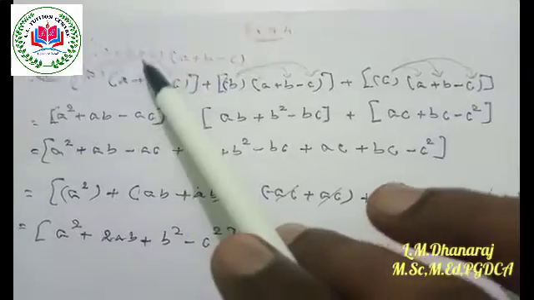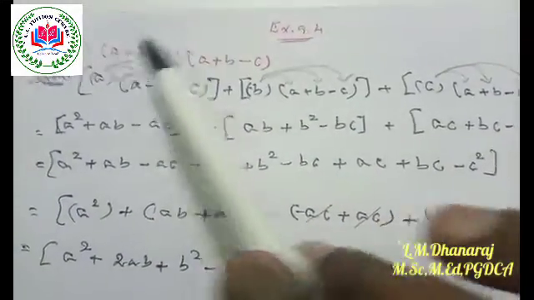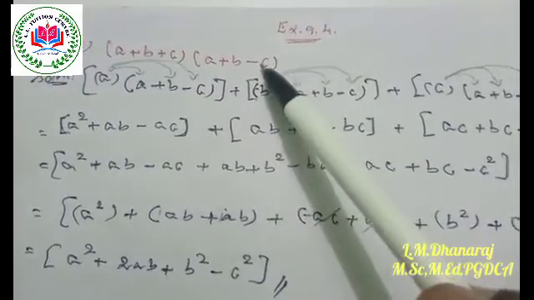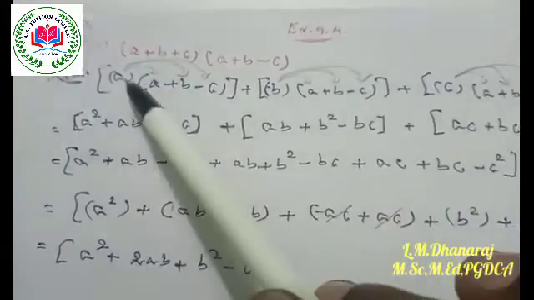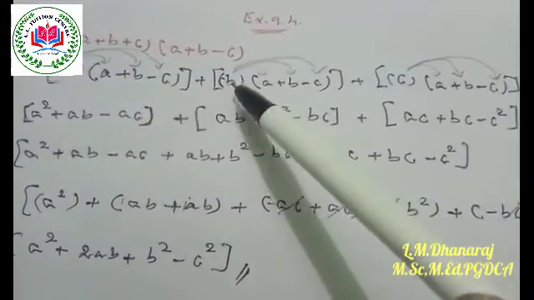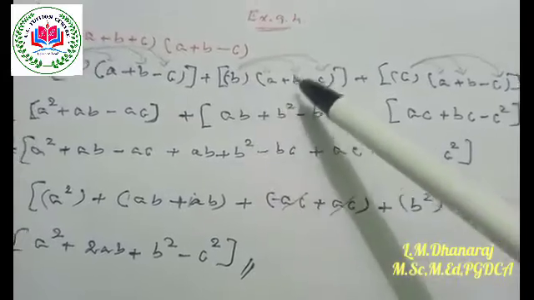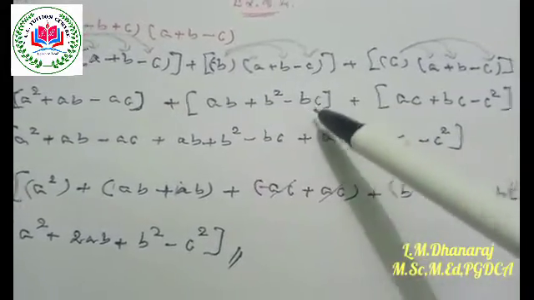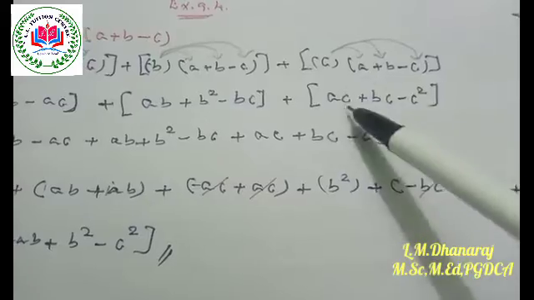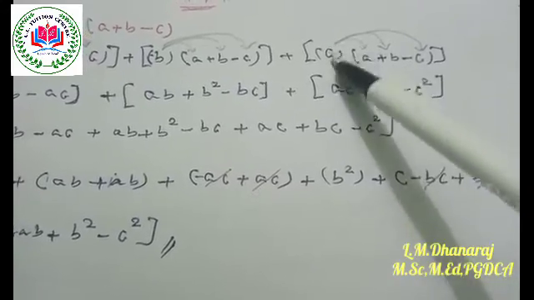We have to multiply (a plus b plus c) into (a plus b minus c). So first one is we have to multiply a into (a plus b minus c) plus b into (a plus b minus c) plus c into (a plus b minus c). So a into a is a square, a into b is ab, a into minus c is minus ac. Here it is b into a is ab, b into b is b square, b into minus c is minus bc. Here it is c into a is ac, c into b is bc, c into minus c is minus c square. Now we have to group it.